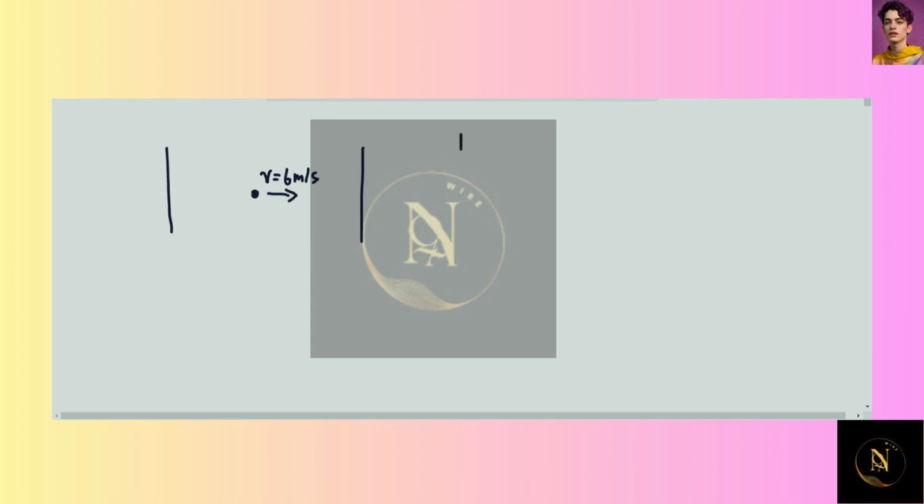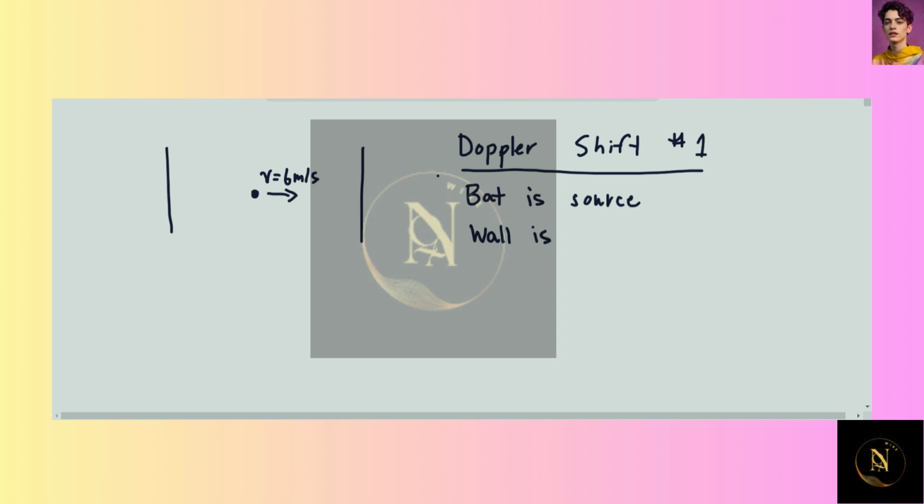So let's start off by calculating the first Doppler shift. In this, we're going to be considering that the bat is the source of the sound and that the wall is actually the observer. So we're trying to figure out what frequency the wave is actually hitting the wall with.